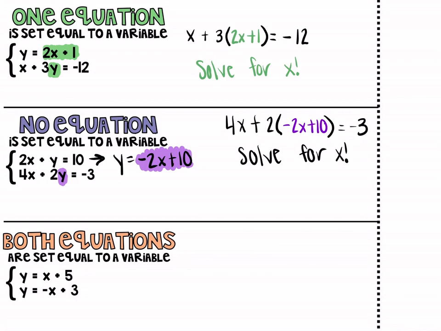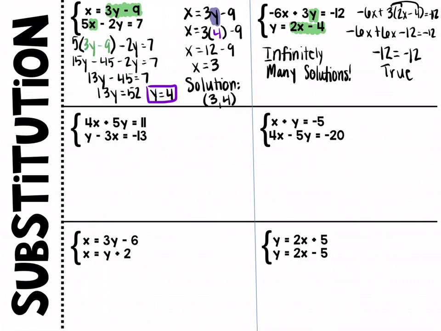So if you have no equation set equal to a variable, you have to rearrange one of the equations. Most times there's going to be one variable that's by itself, its coefficient is 1, and that's the one you're going to go for. Okay, so let's open up to our foldable. I have 4x plus 5y equals 11, and y minus 3x equals negative 13. So this is the one I'm going to rearrange. And when I rearrange that, y is equal to positive 3x minus 13.